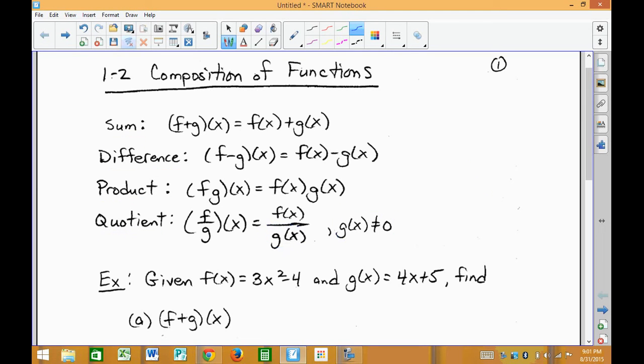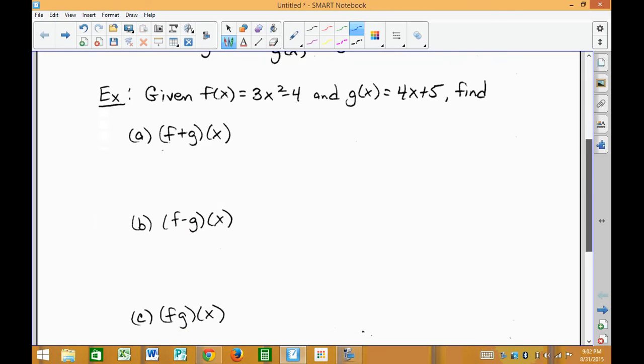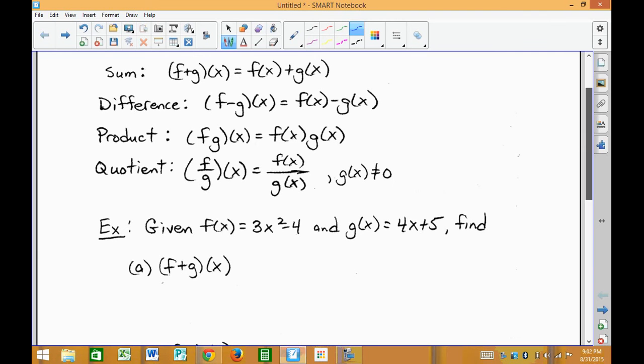Alright, so let's put these into effect. Take a look at an example here. So here we have a function f of x. F of x is equal to 3x squared minus 4. And we have a function g of x, which is 4x plus 5. And we are asked to find different compositions of functions. In part A, we have f plus g of x. As defined above, the sum property says that f plus g of x is equal to f of x plus g of x.